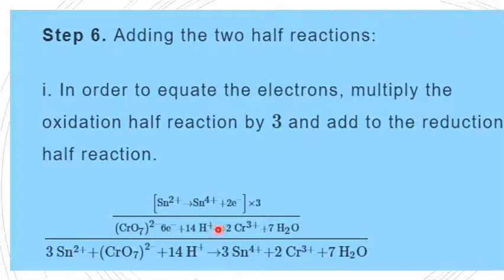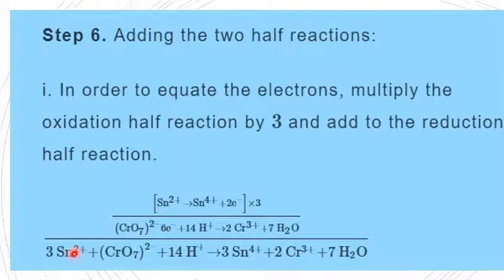See here. Now when you are adding it, what will you do first? See, you are multiplying it with 3. So multiply the complete equation with 3. Here it would be your 3Sn2+, then it would be your 3Sn4+, and here 3 times 2, that is 6 electrons. Okay, now you will add these two equations together. See what you will write from here.